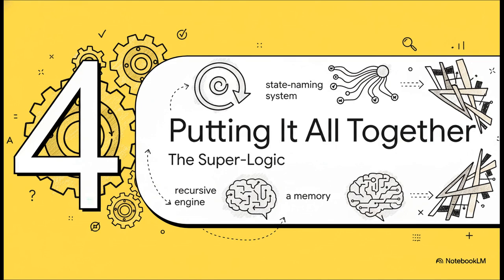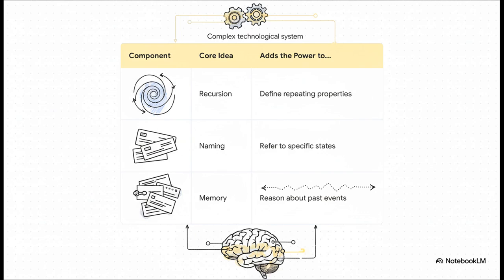Okay, we have all our pieces. We have the recursive engine, we have the state naming system, and we have a memory. Now let's assemble them into our final superlogic. This table sums it up perfectly. The mu calculus gives us the power of recursion, so we can define repeating properties. The nominals give us the power of naming, so we can refer back to specific individual states. And history dependence gives us the power of memory, so we can reason about things that happened in the past. It's the combination of all three of these that makes this logic so incredibly expressive.